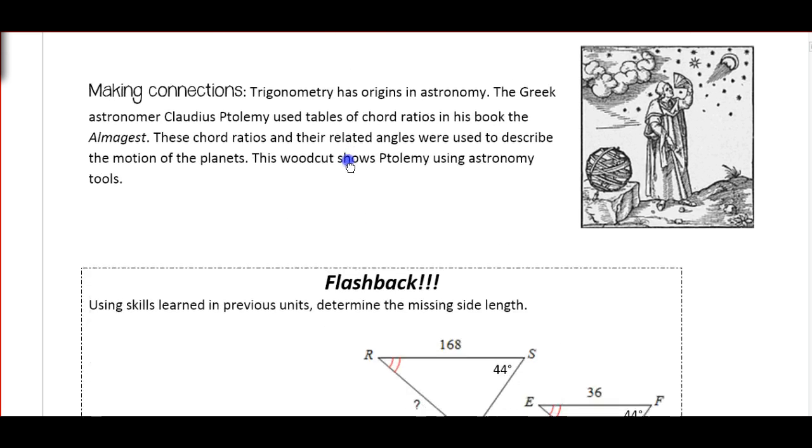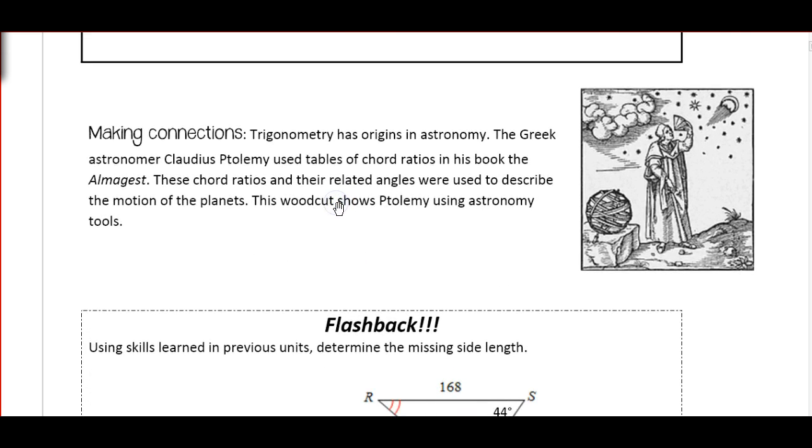So trigonometry has origins in astronomy. The Greek astronomer Ptolemy used tables of chord ratios in his book The Almagest, and the chord ratios and the related angles were used to describe the motion of the planets. So here's a little wood carving.